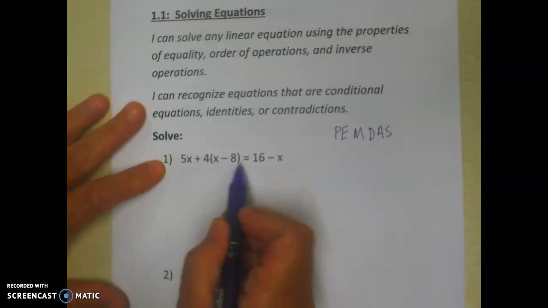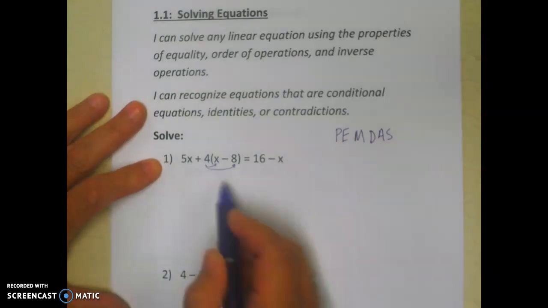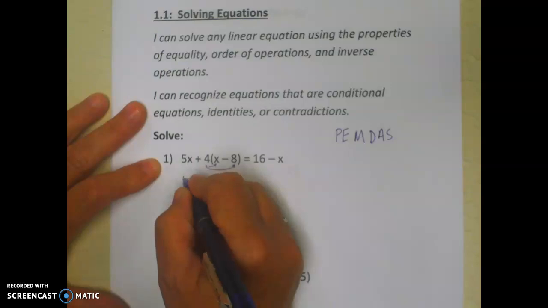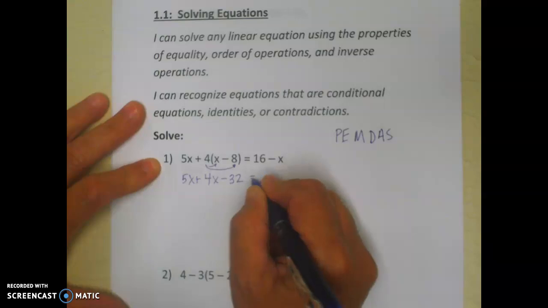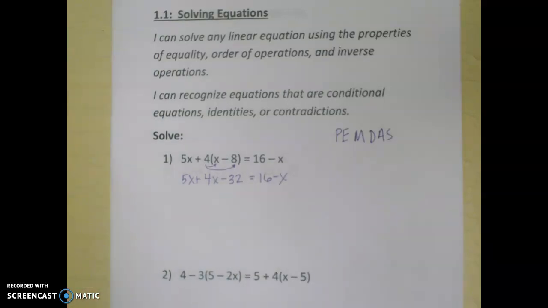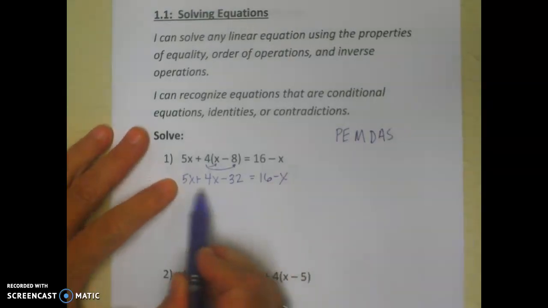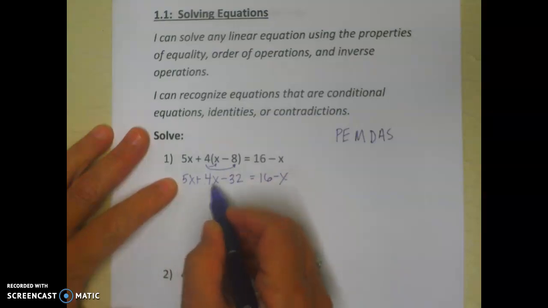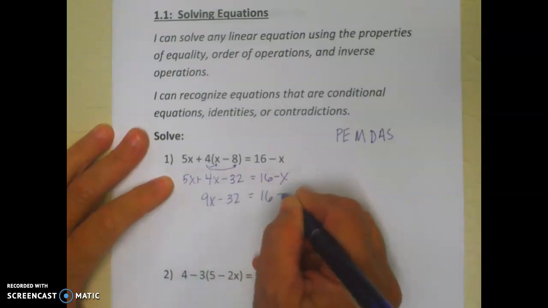So I'm going to start, if I look at this side of the equation, I know I can distribute through the parentheses. I don't have any exponents. So I have 5x plus 4x minus 32 equals 16 minus x. Now there's nothing else we can multiply. I don't want you to use your properties of equalities until we simplify on each side of the equal sign. So I'm just going to focus on each side. I have two x's I can combine here to combine like terms. That would be 9x minus 32 equals 16 minus x.